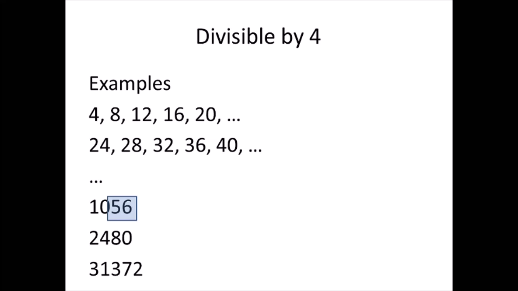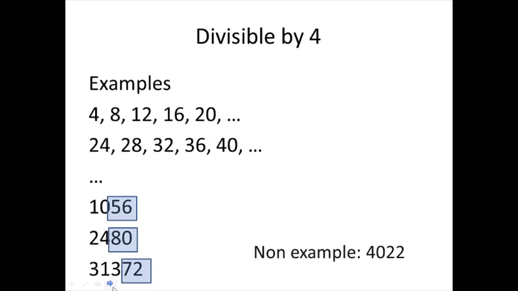use the last two digits, 56, 80, and 72, and see if they are divisible by 4 or not. Actually, they are divisible by 4. 56 divided by 4 is 14. 80 divided by 4 is 20. And 72 divided by 4 is 18. So all these numbers are divisible by 4.